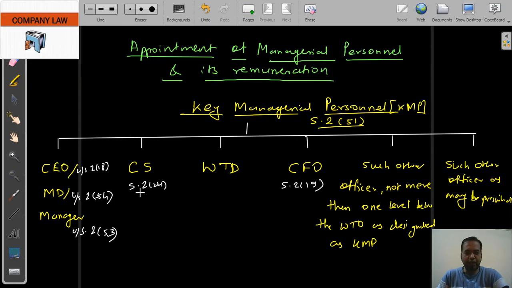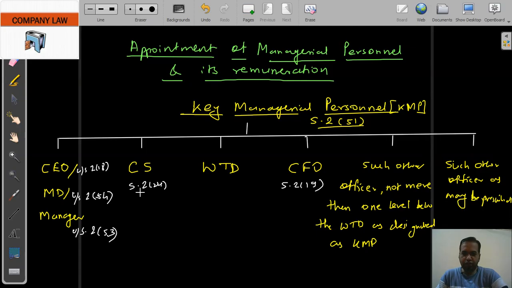Then who is the manager? The manager is basically an individual who is subject to the superintendence, control and directions of the board of directors, and has the management of the whole or substantially the whole of the affairs of the company. It includes a director or any person occupying the position of manager. So the manager need not be a director, unlike the managing director, who has to be first a director of the company, and only then can he be designated as the managing director of the company.